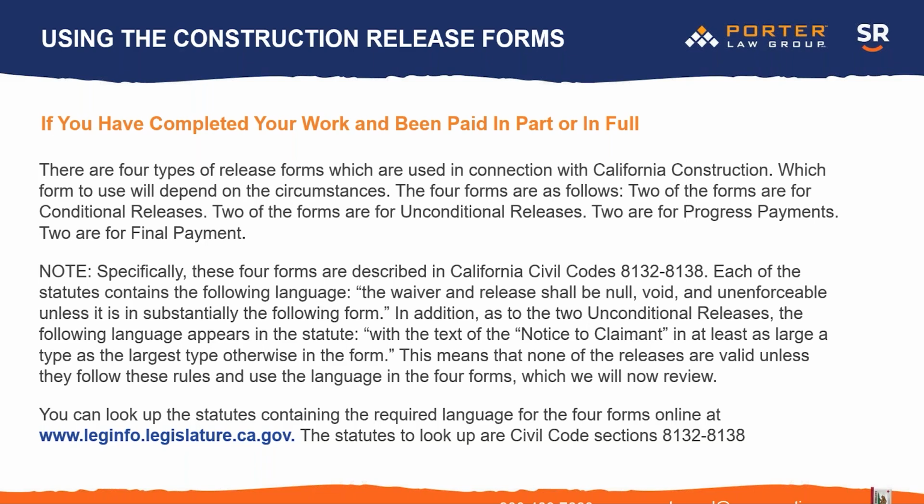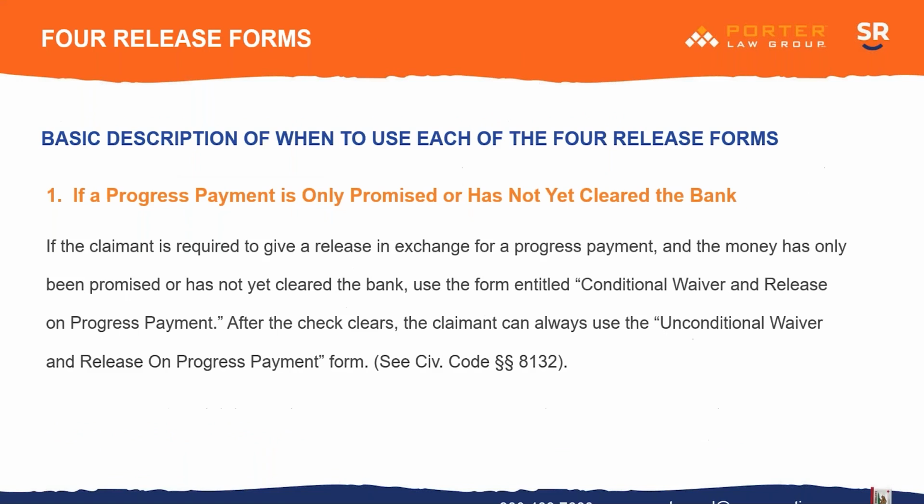If you want to look at all the forms, you can go to California Civil Code section 8132 to 8138. And those are easy to find. At the bottom of the screen there on the left, you see a little web address, but you can just put in California Civil Codes and then you'll find it pretty quickly. And then you would look at 8132 to 8138. And let's talk about the 4 types of form. Let's go to the next screen.